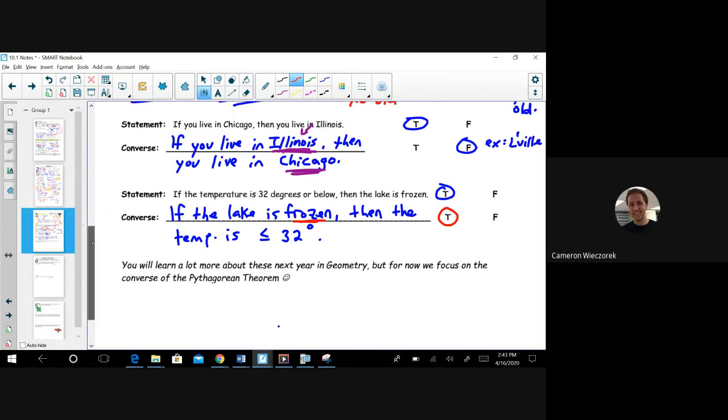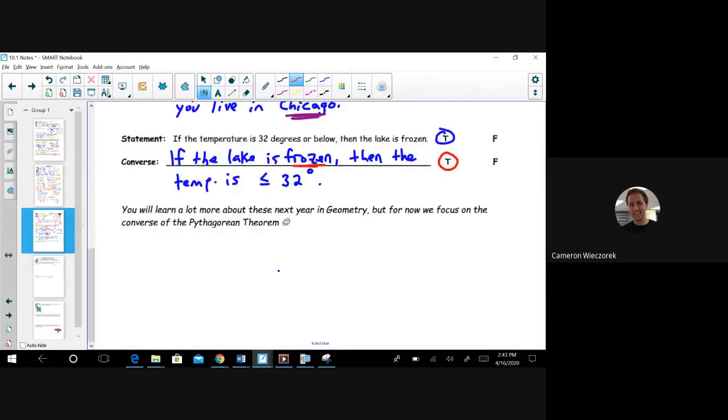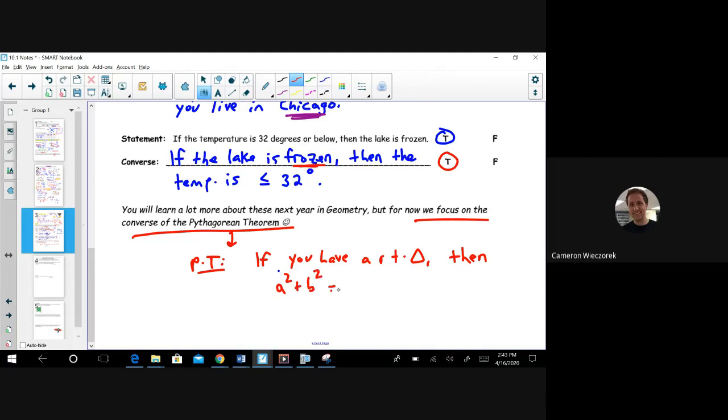And again, you'll learn a lot more about this next year in geometry. It might seem strange why we're doing this now. The only reason I'm introducing this is because we want to focus on the converse of the Pythagorean theorem. Pythagorean theorem, remember, if you have a right triangle, then we know a squared plus b squared equals c squared.